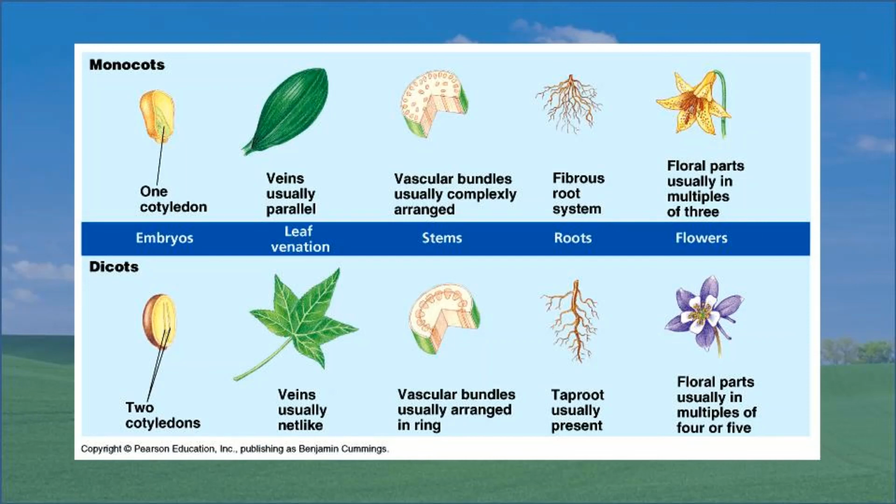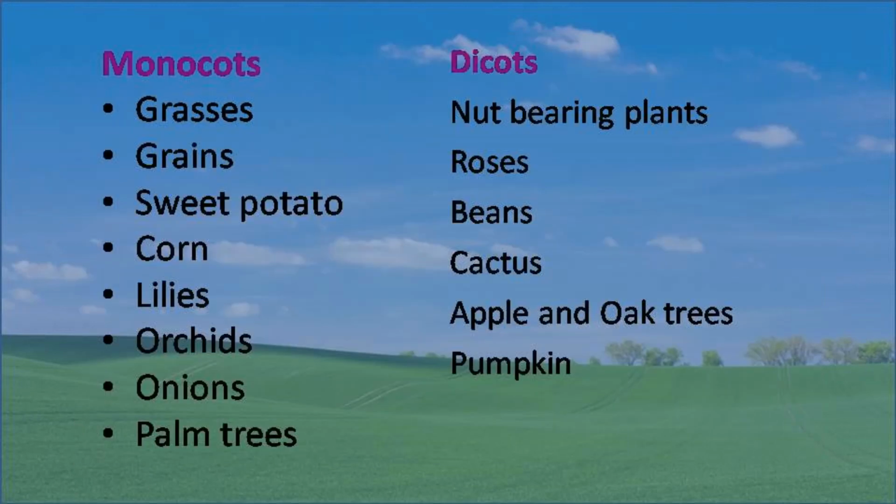Then observe the differences between the roots of these plants, the leaves of these plants, and the flowers of these plants. In this way you have to do self study, and observe and verify the dicotyledonous plants and monocotyledonous plants.